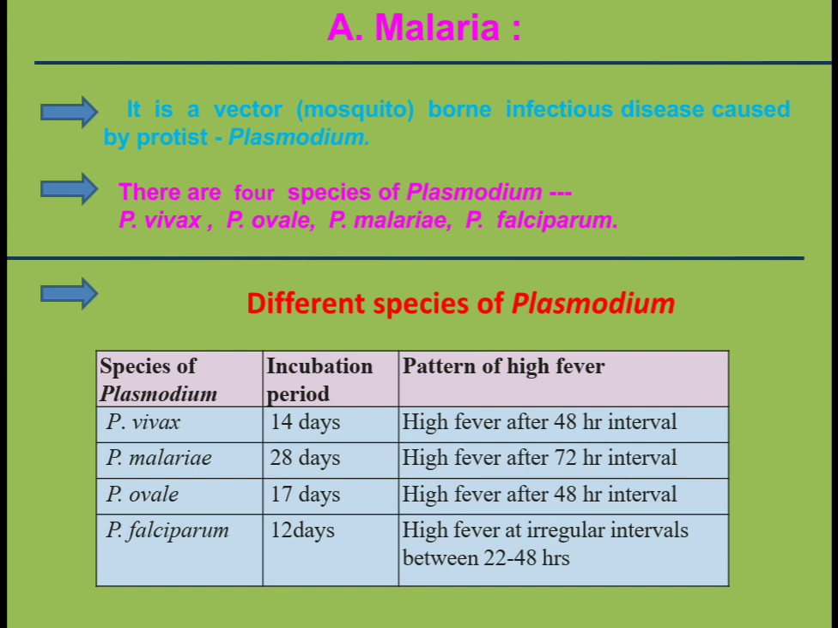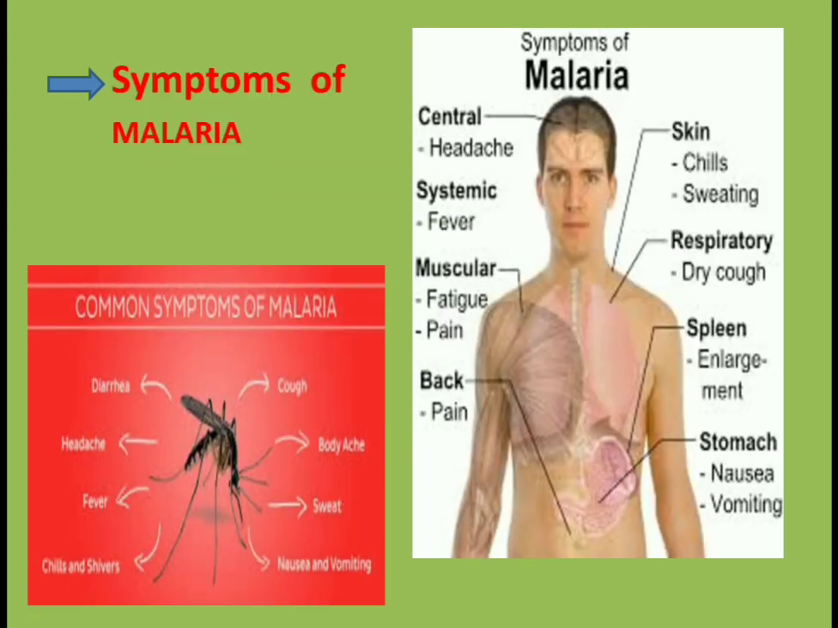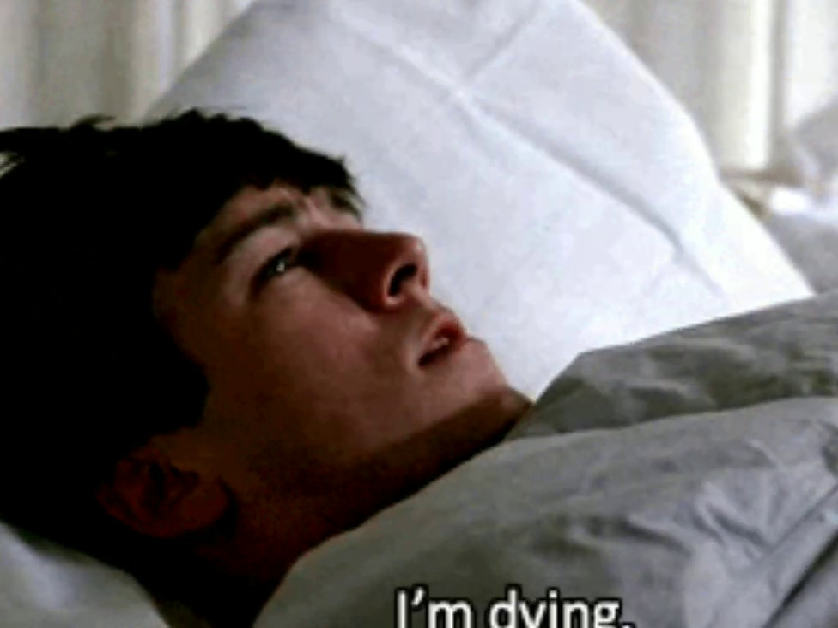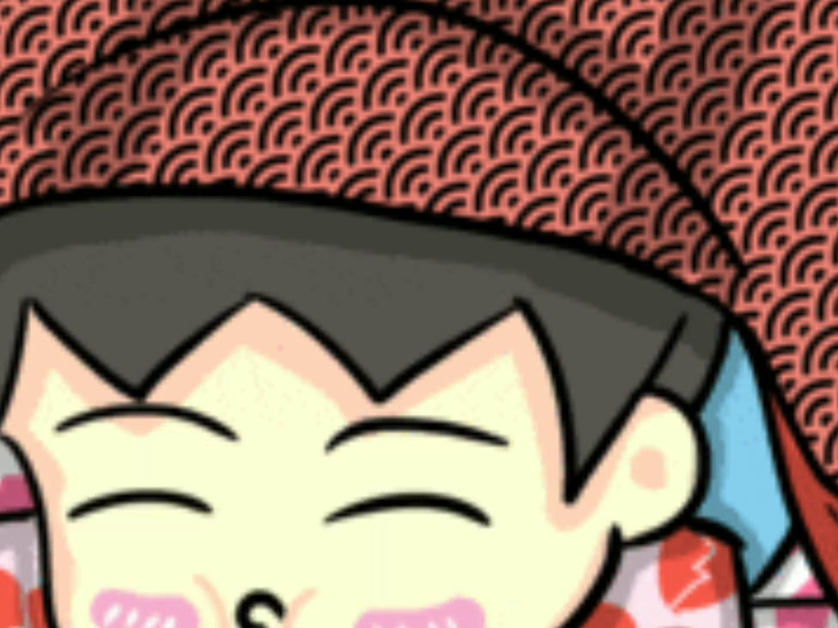Next is signs and symptoms of malaria. We have discussed the species of Plasmodium. Now we will discuss the signs and symptoms of malaria. Symptoms of malaria begin to appear about 7 to 15 days after the bite of the infective mosquito. Initial symptoms are fever, headache and chills. There may be difficulty in recognizing it as malaria.